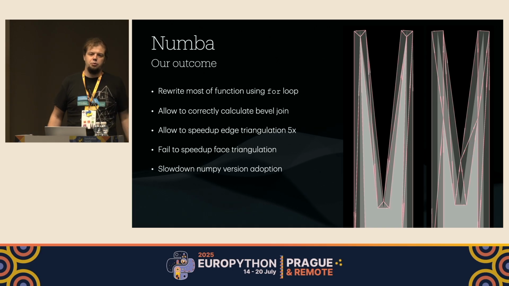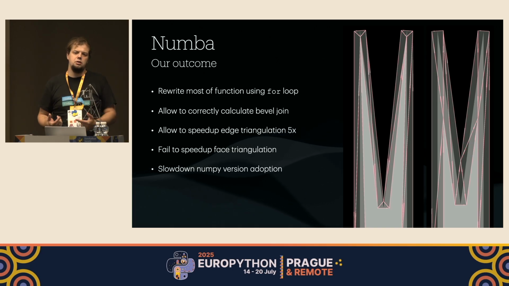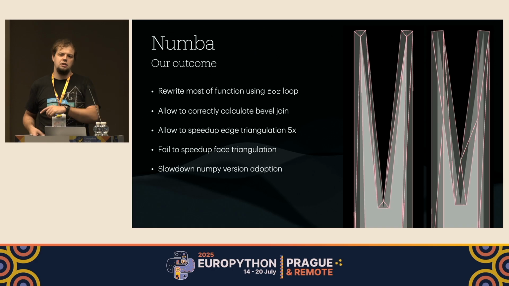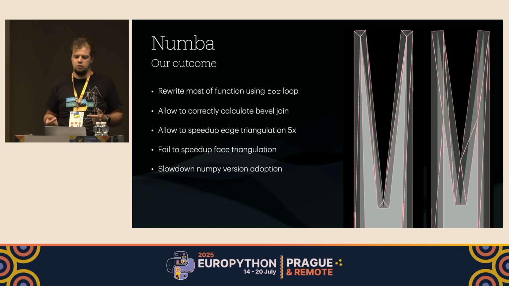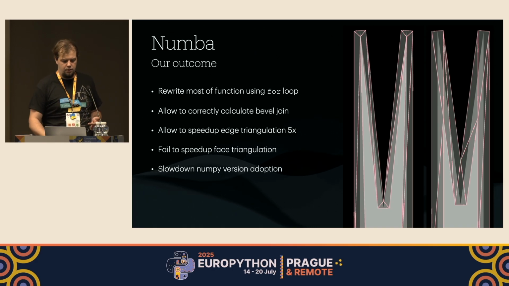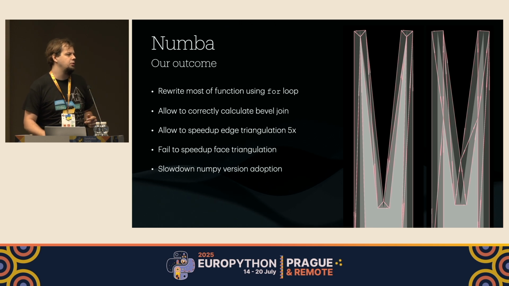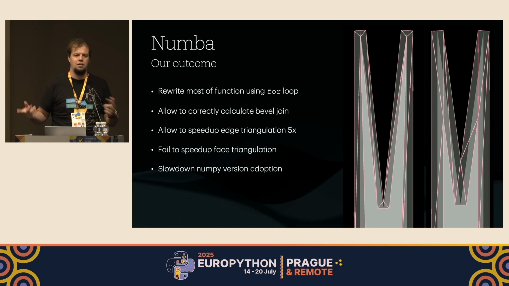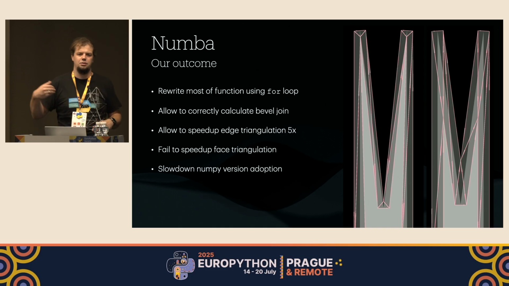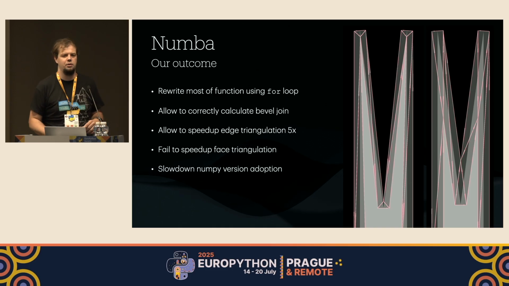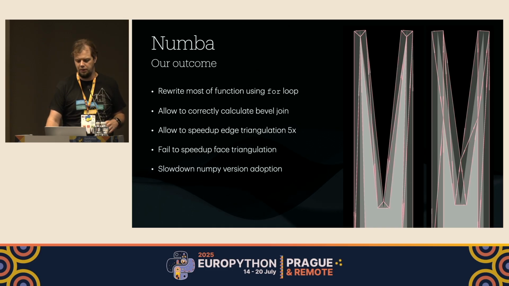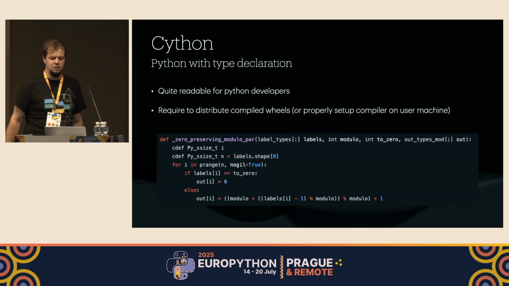Still, even with better correctness of data rendering, we have a 5 times speed up. And I think that we might get even more, but we cannot speed up phase triangulation. It slowed down NumPy version adoption because Numba heavily depends on NumPy, and we have a 1 month delay in adopting a new version of NumPy.